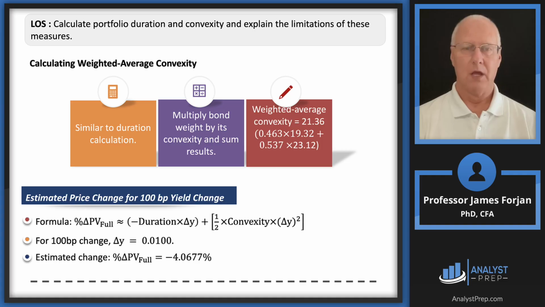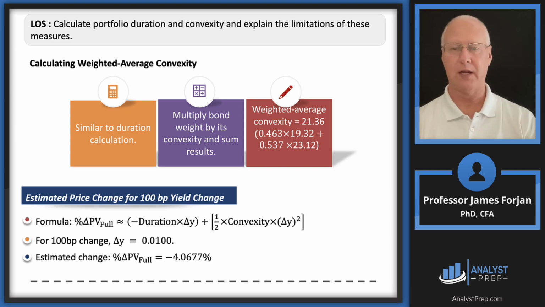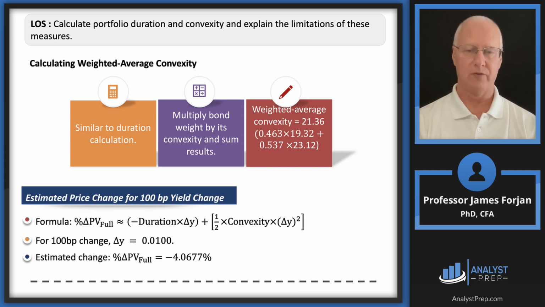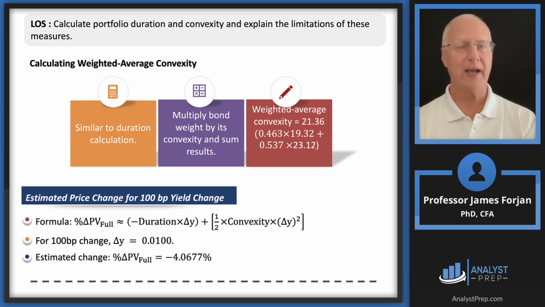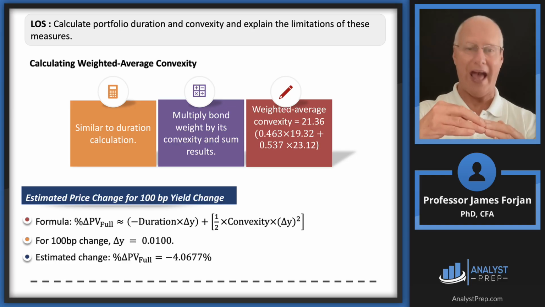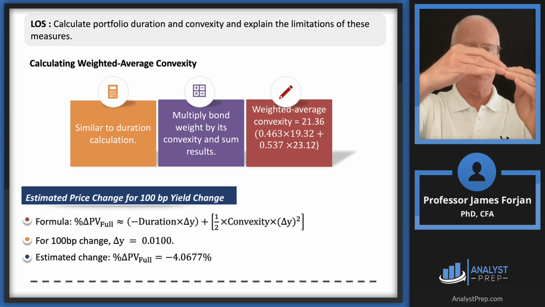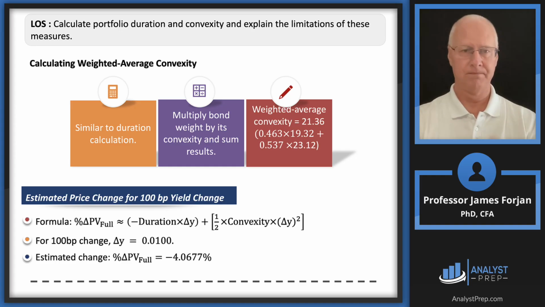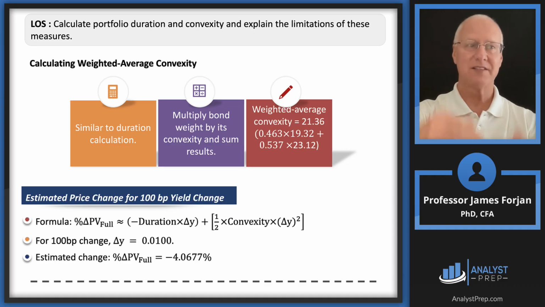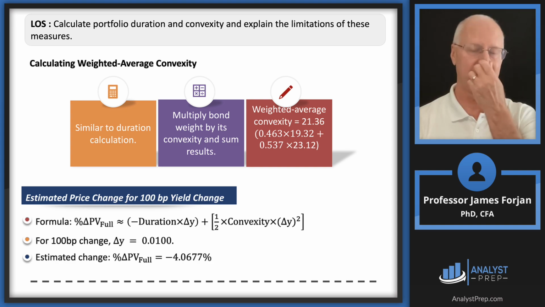4.0677%. Let me address that last part of the LOS, the limitations of these measures. I don't think I've said this so far in this recording, but I know I said it in one of the previous two recordings, that the duration effect and the convexity adjustment work super, super well if we have, are you ready for this? A parallel shift in the yield curve. Either shift upwards or shift downwards. So the limitation of these measures is that the less of a parallel shift, the less accurate are these estimates. And that should make perfect sense.